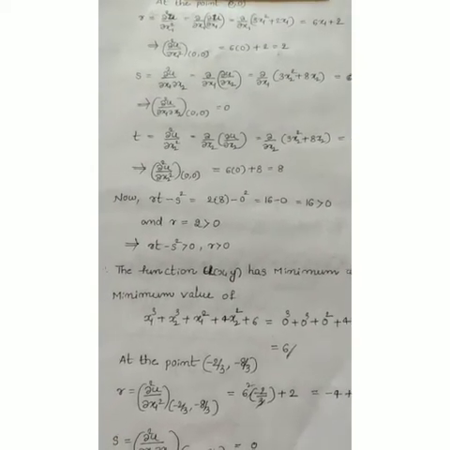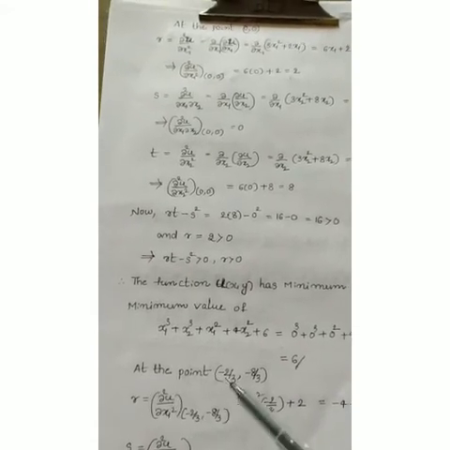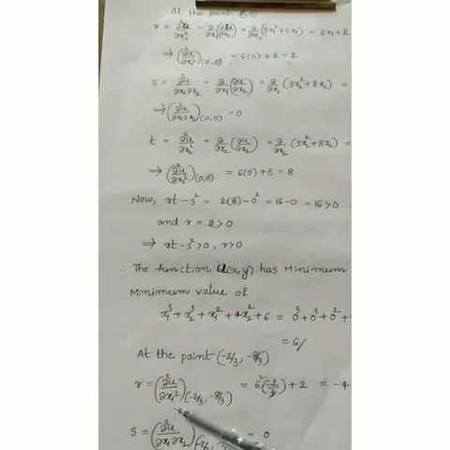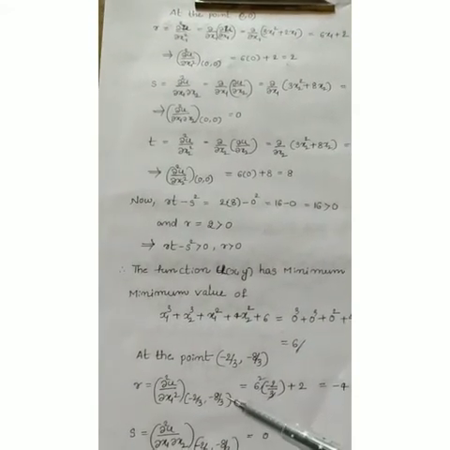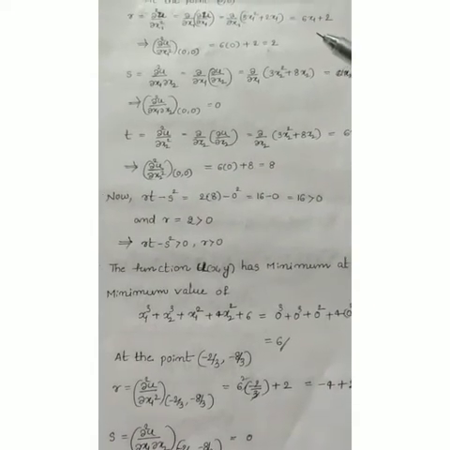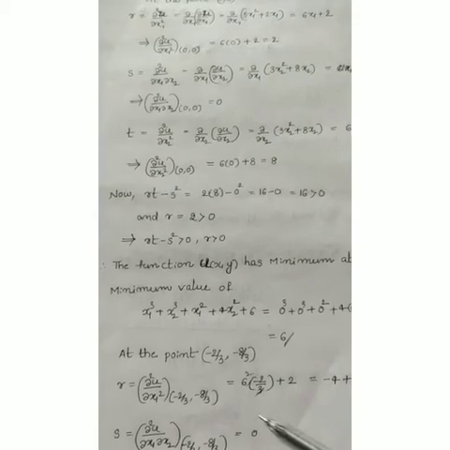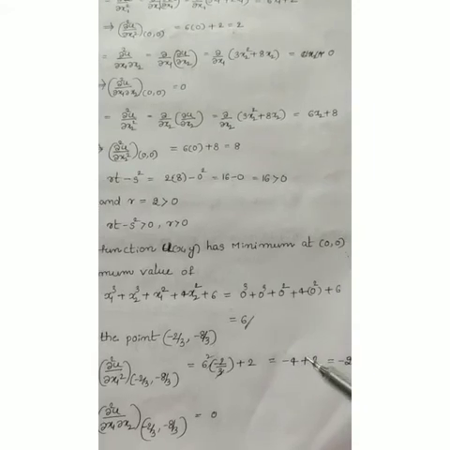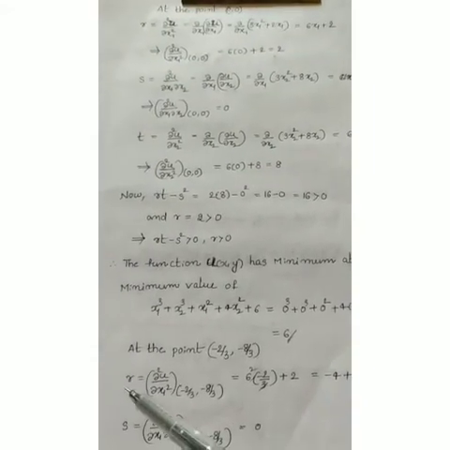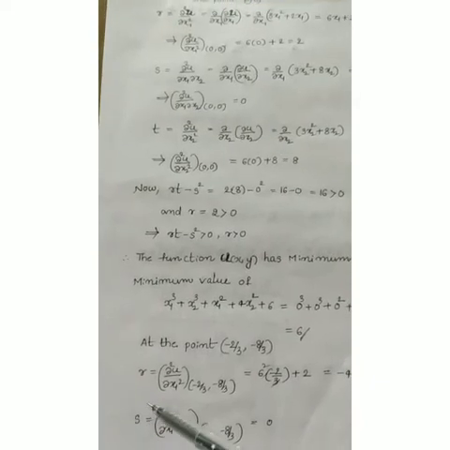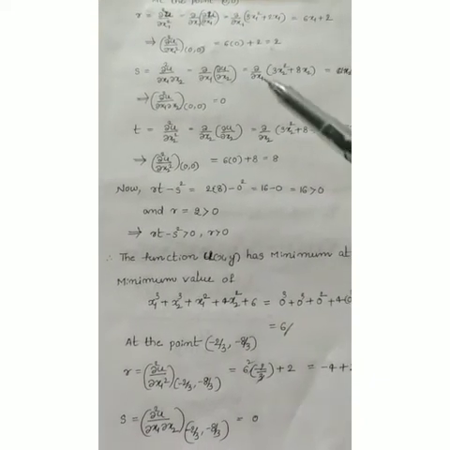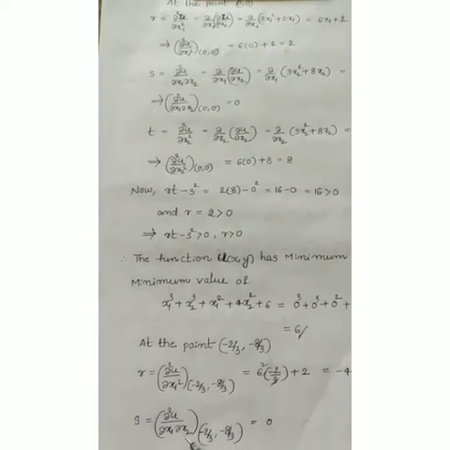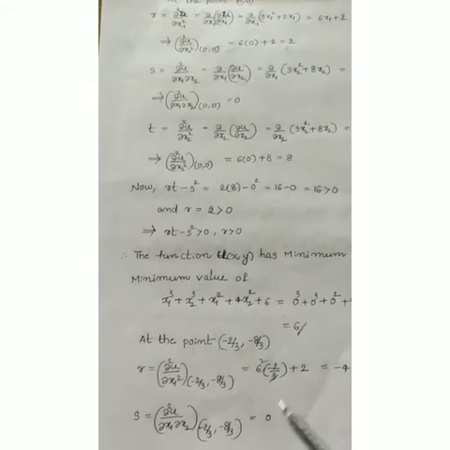Now we have to find at the point (-2/3, -8/3). r equal to ∂²u/∂x1² at (-2/3, -8/3), so 6x1 + 2, substituting 6 into -2/3 plus 2, so 3 into 2, 6 minus 4 plus 2, so 2 minus 4 is -2. So here we get the r value as -2. Then s, ∂²u/∂x1∂x2 at (-2/3, -8/3), value is 0.